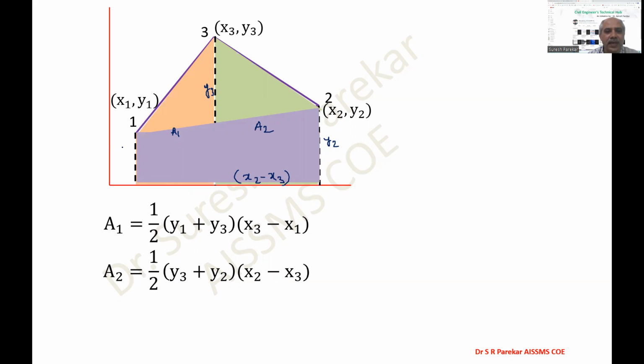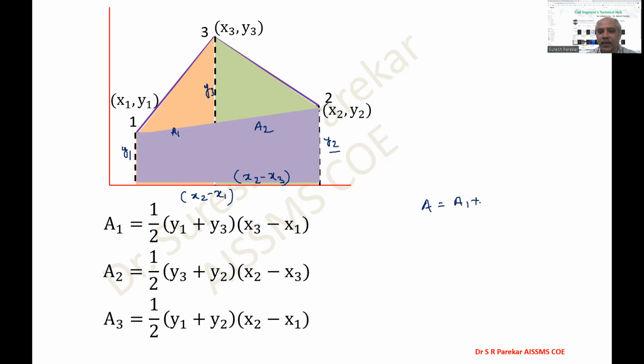And then we have y1, this is y2. So this distance will be x2 minus x1. And if we put this, I will get the value of A3. So now to get the area of the triangle, we have to add A1 plus A2, and then from this we have to subtract A3. So then we will get this triangle value. So the triangle area will be A1 plus A2 minus A3.